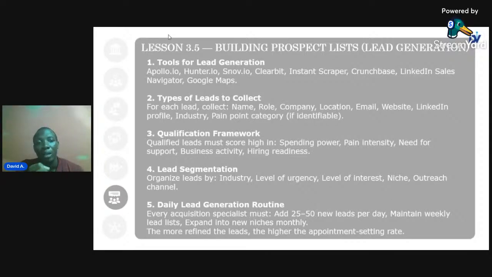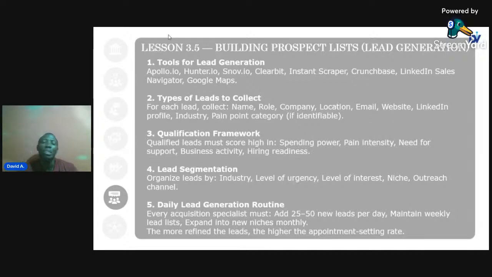So Apollo.io is one. I think Apollo.io has a free version. Hunter.io as well has a free version. Snov has a free version. Instant Scraper is free. Clearbit has a free version as well. Crunchbase is free. Crunchbase is technical to use, but it's free as well. LinkedIn Sales Navigator is paid. There is only the 1 month trial period that you can leverage quickly, but it is paid.